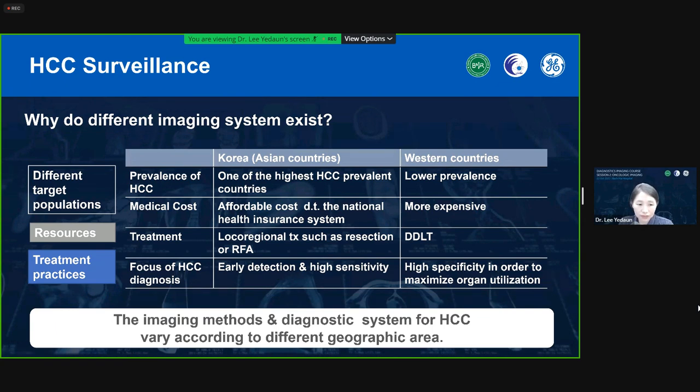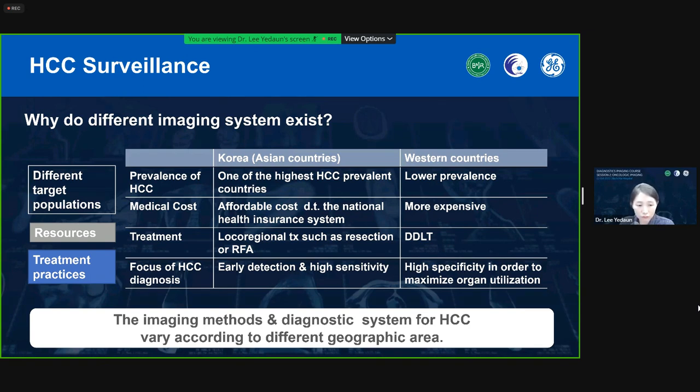Why do all different imaging systems exist? It can be explained by the fact that each system should address different target populations, medical resources, and treatment practice. Korea is one of the highest HCC prevalent countries. MRI is available at affordable cost due to the National Health Insurance System.